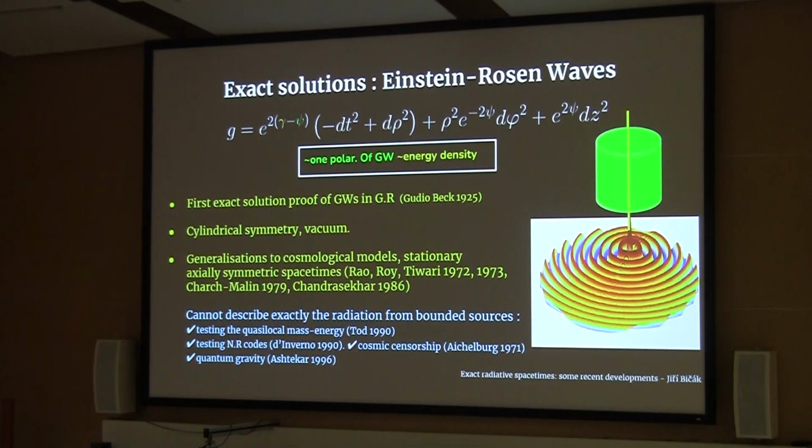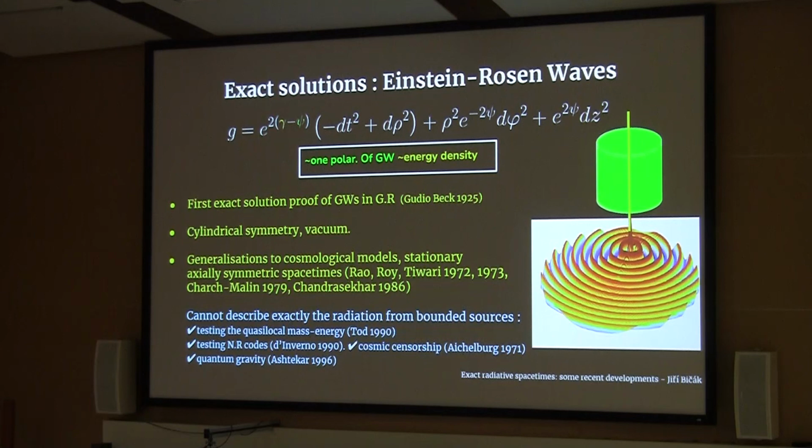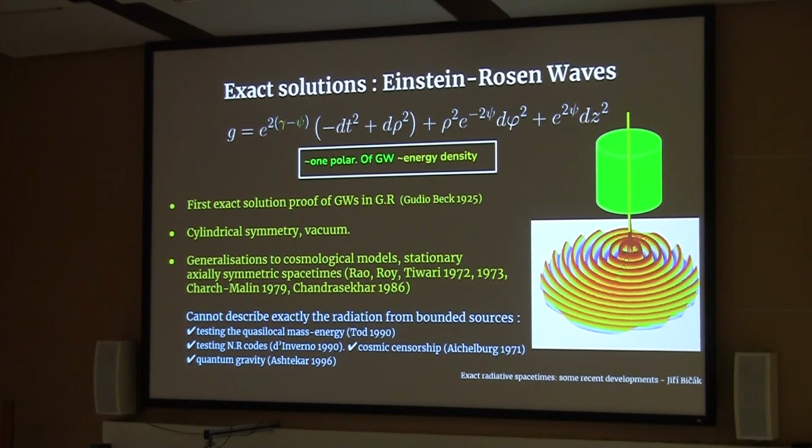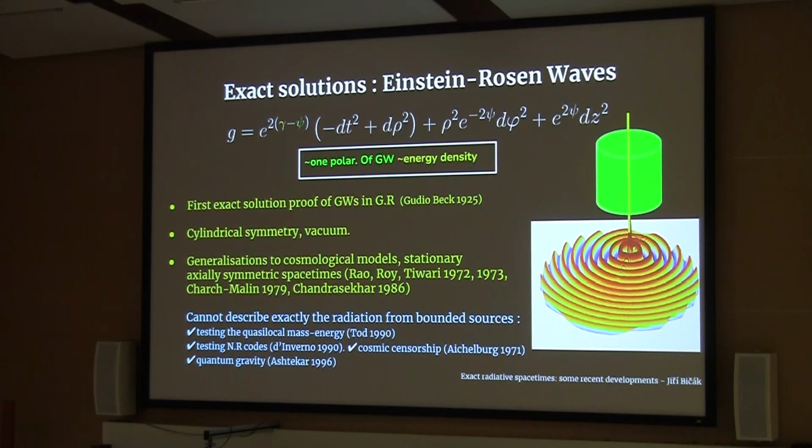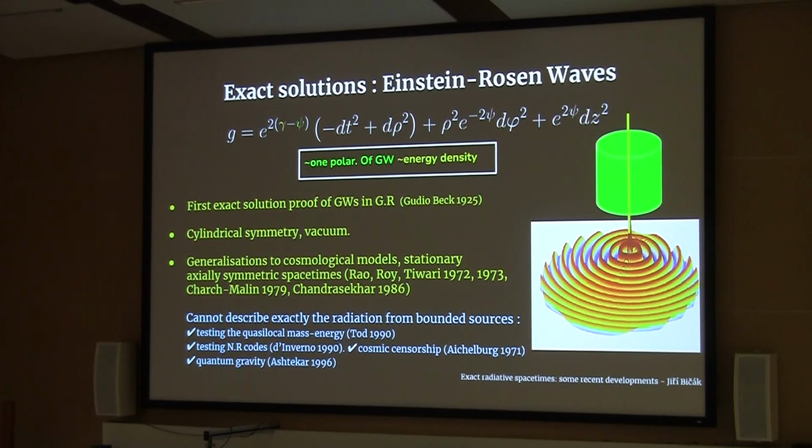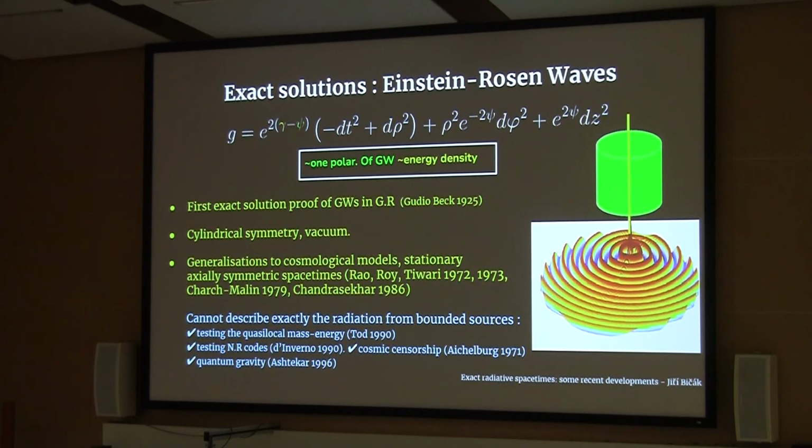But what I will focus on are the famous Einstein-Rosen wave solutions. Obviously, the Einstein-Rosen wave solution does not represent any bounded source, so you cannot study anything physically relatable, like the gravitational waves which have been discovered. But the Einstein-Rosen metric is very important because you can use it to test relativity, and it has many uses in, let's say, the quantum gravity aspect.